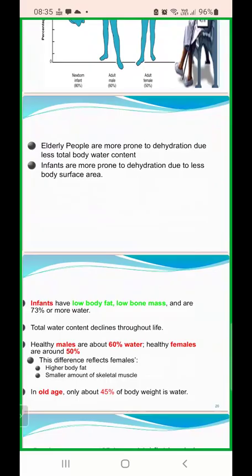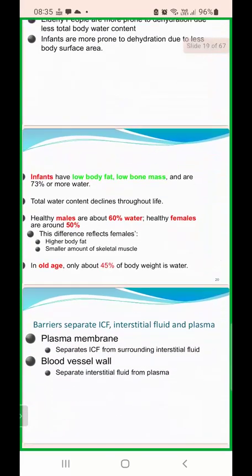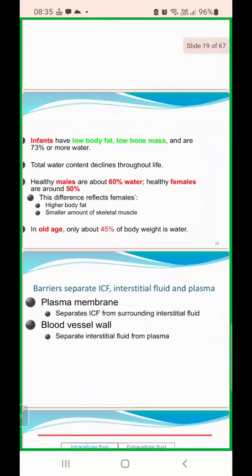So both the extremes of the age group, be it elderly or be it the infant, are more prone to dehydration. In elderly people, the total body water content is very low, and in infants it is the total body surface area that is very high, so they are prone to dehydration. Infants also have very low body fat, low bone mass, and are 73% or more water, right? Total water content declines throughout life.